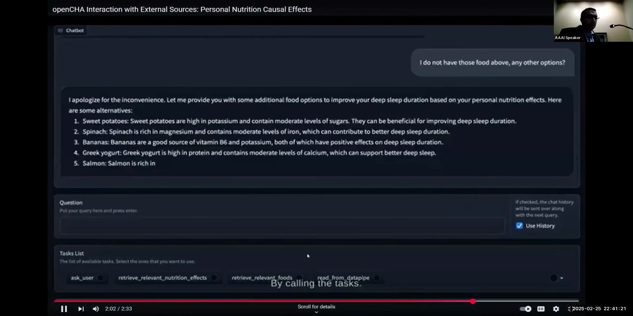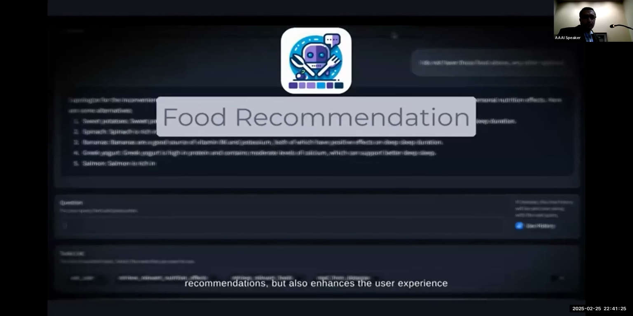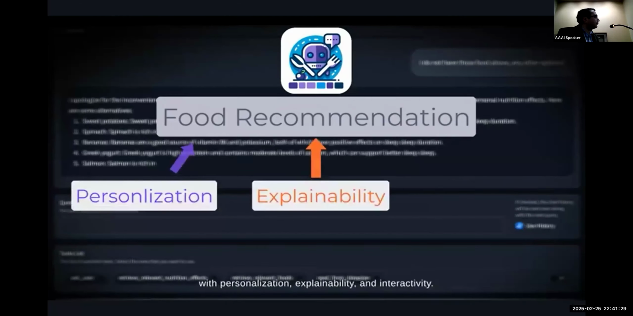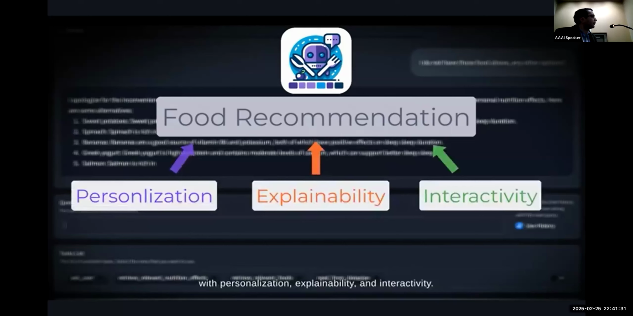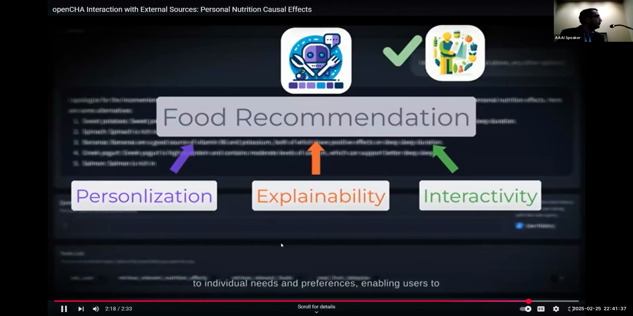By calling the tasks, OpenCHA not only delivers nutrition-oriented food recommendations, but also enhances the user experience with personalization, explainability, and interactivity. This ensures a more user-friendly approach, tailored to individual needs and preferences, enabling users to make informed dietary choices and adapt suggestions to fit their unique health goals and lifestyle.